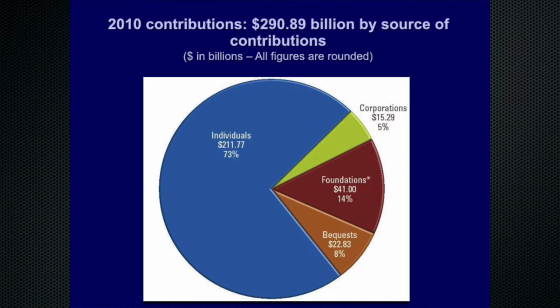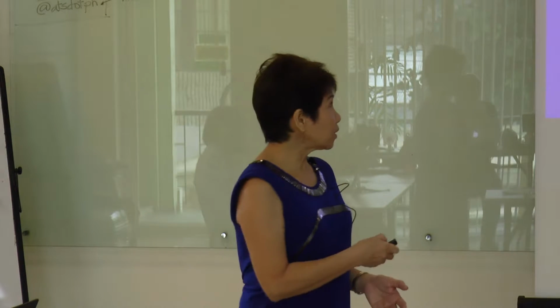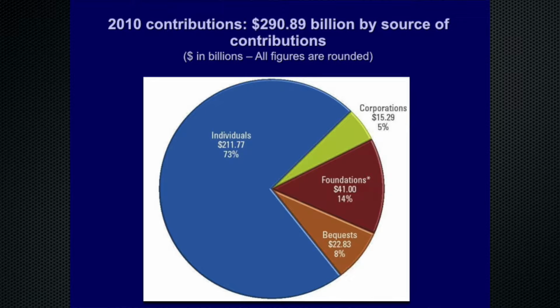73% from individuals. So it just makes sense that we put efforts and energy in cultivating individual donors. And then let's look at the rest of the pie. It's divided among bequests, foundations, corporations. Corporations give only 5% out of the total pie.